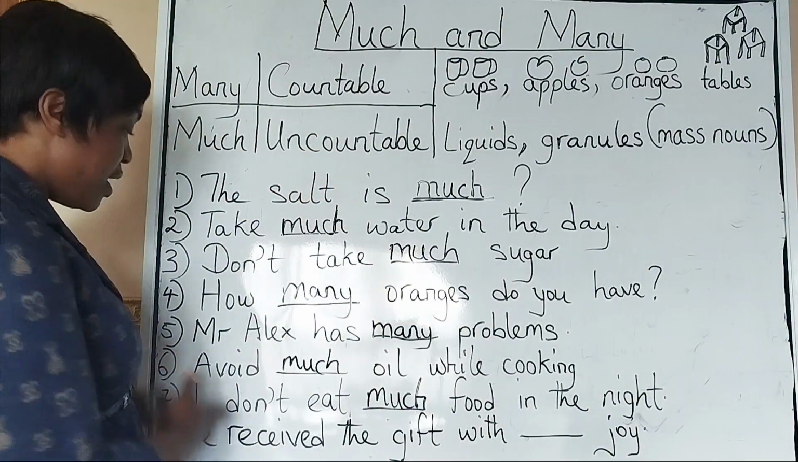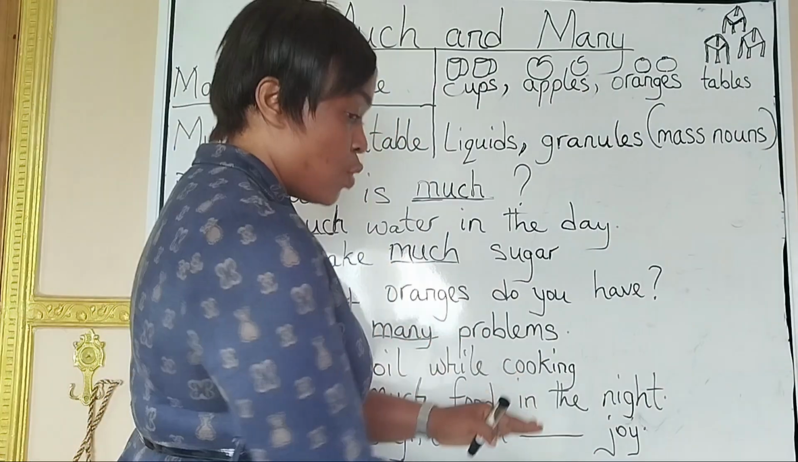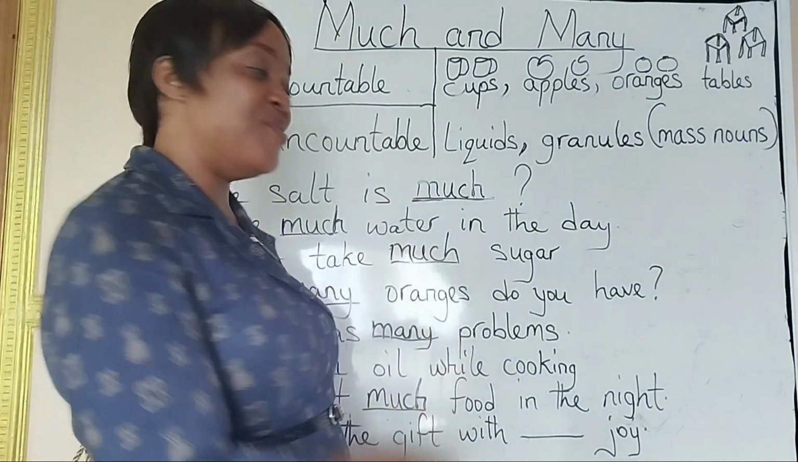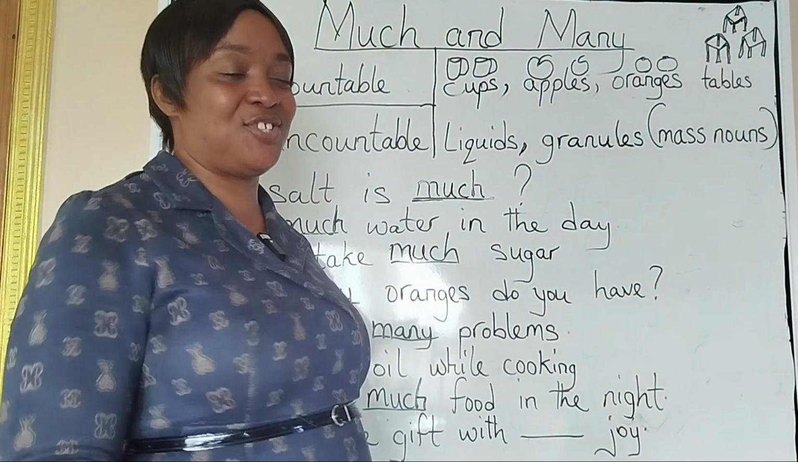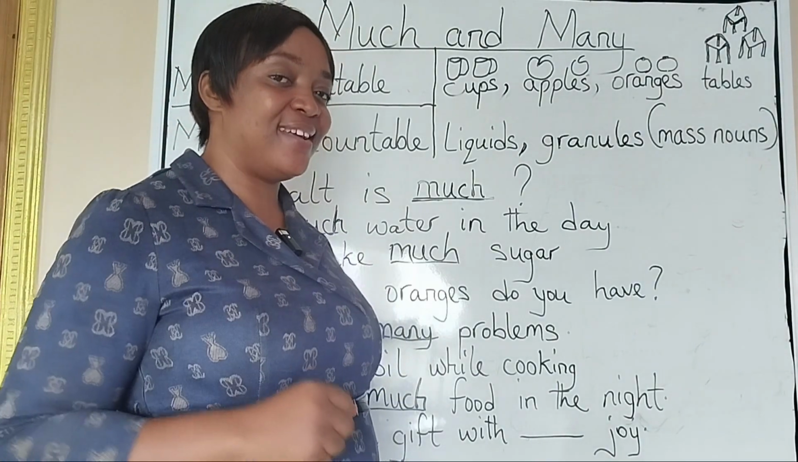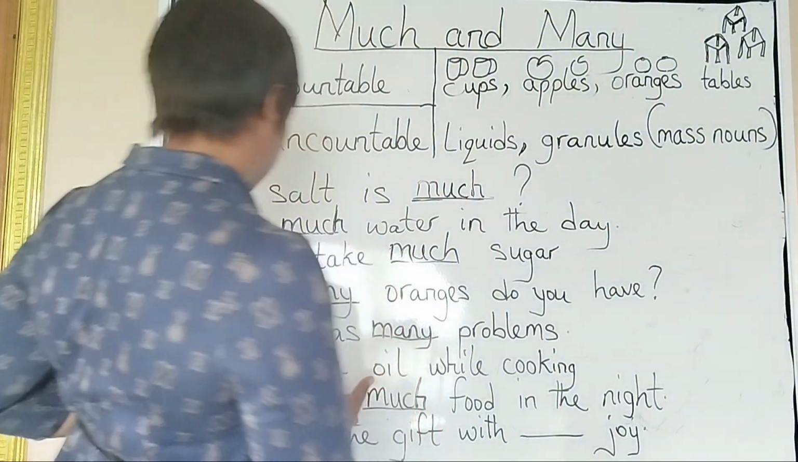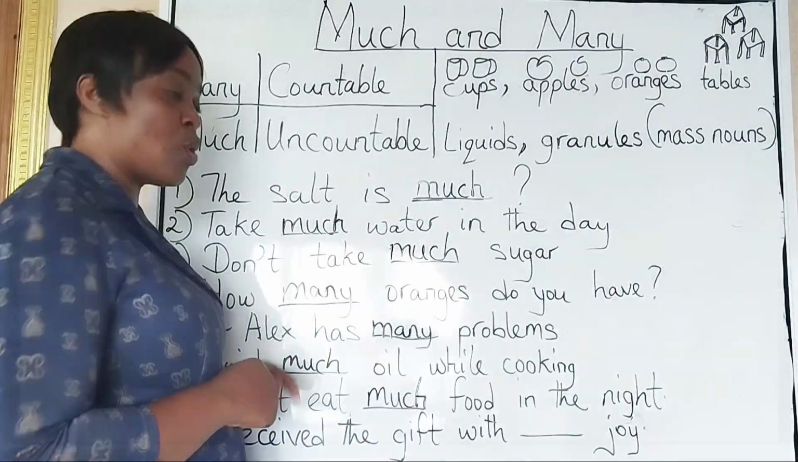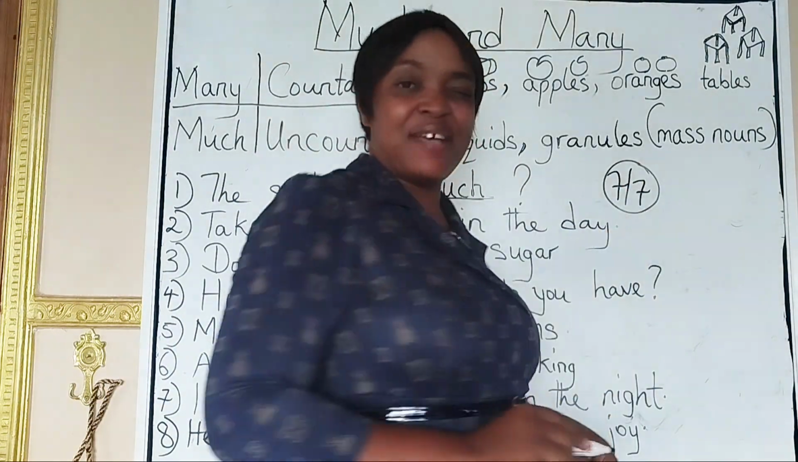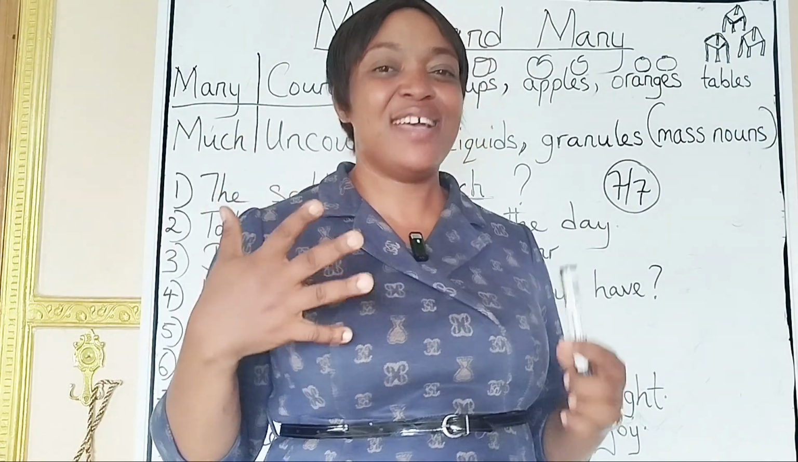What about the last one? He received the gift with much joy, many joy. I would like you to answer this one and drop the answer right under the comments section. I promise you, I shall be there to vet them all. I hope you learned a lot this very hour. All right, if you've done this with me and you were able to score all, that is 7 on 7. 7 on 7. Who did that? Bravo. That was very good.